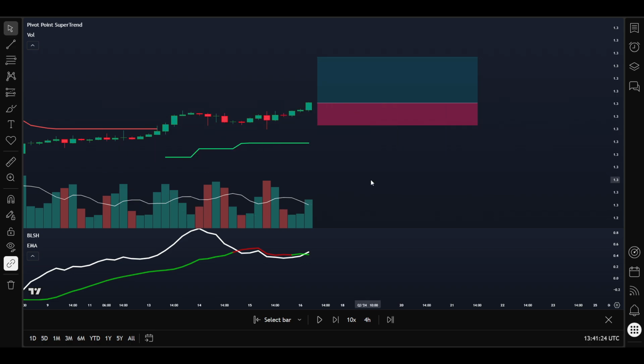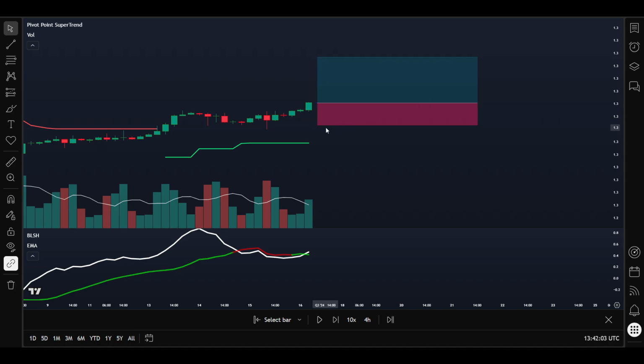Long setup checklist. First, trend and location. Pivot Point Supertrend is green and price is trading above it. You're with buyers, not fading them. Second, crossover trigger inside BLSH. The white EMA crosses up through the BLSH area, while the BLSH color at the moment of crossover is green. That's the momentum shift we want. Third, participation. On the entry bar, the volume bar is green and closes above the white volume MA. When all three are true on a closed candle, you enter long at the next open.